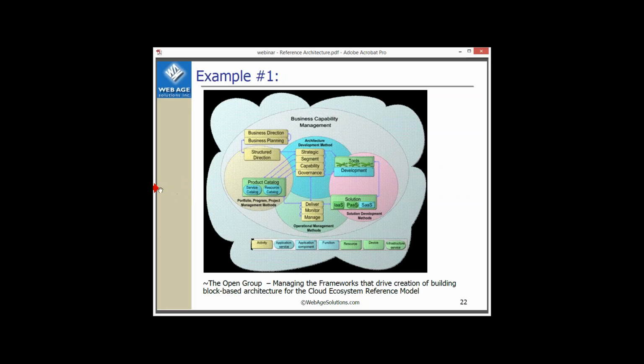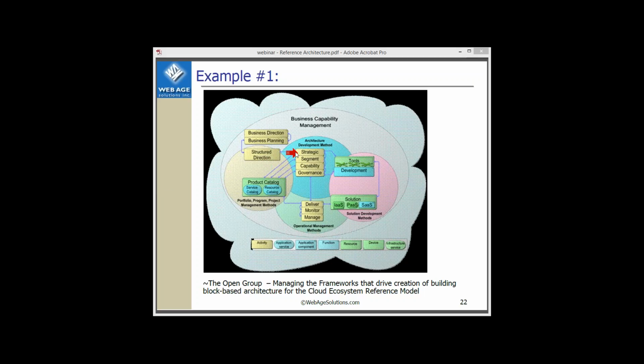This is an example of the Open Group just leading to how building blocks can be used. The first chart here is not so much a reference model as it is a relationship of management frameworks. It is a useful reference in terms of how you would have your management frameworks working together.